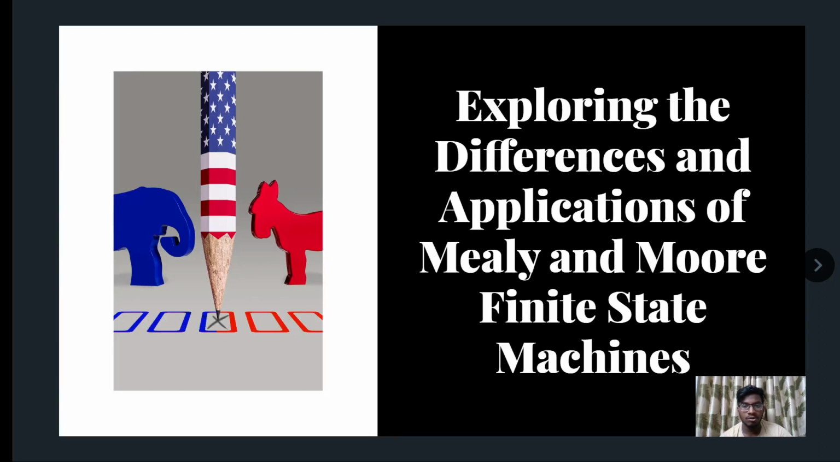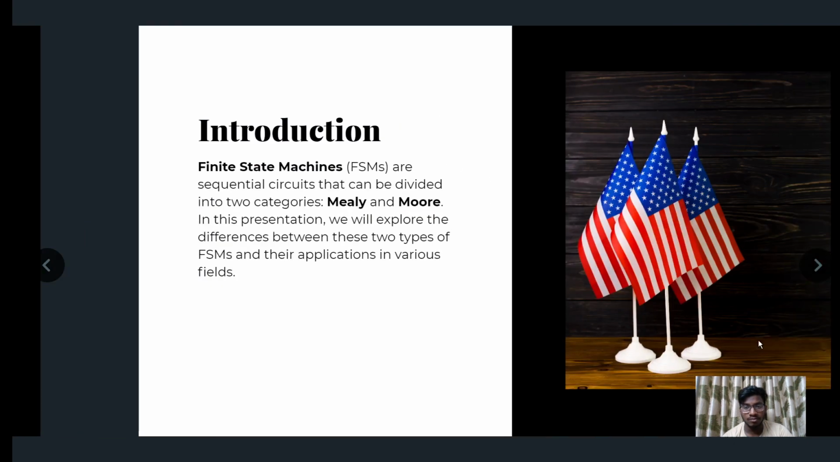Today I am going to explain the differences between the finite state machines with output. They are nothing but the Mealy and Moore machines. Let us see what are the differences and the different applications involved in Mealy and Moore machines.